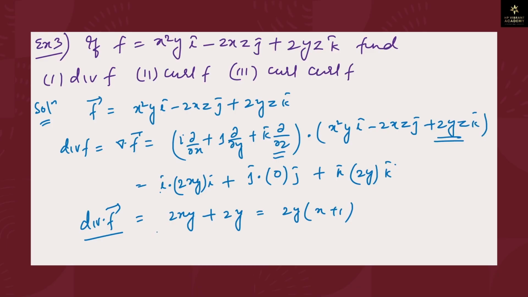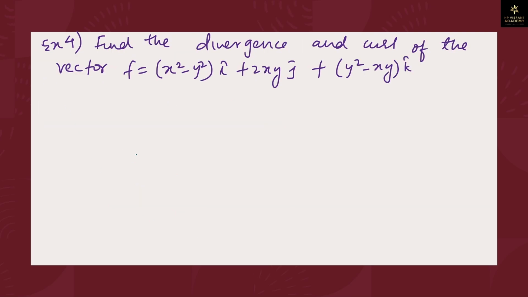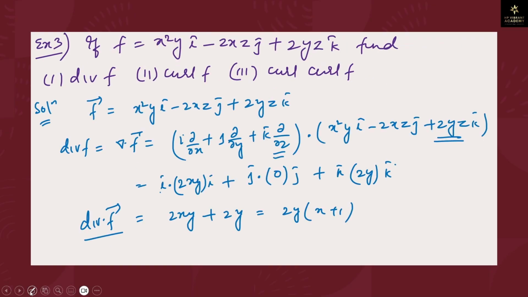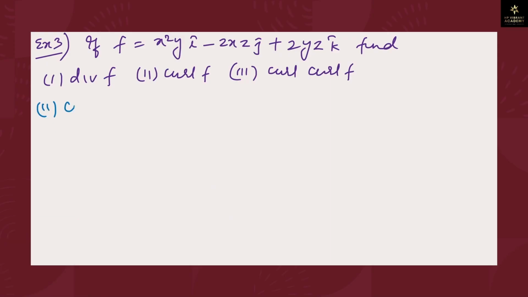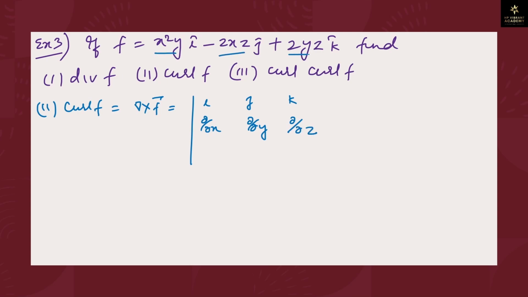Now in the second part, we have to find the curl of f. So let us find this. Curl of f is equal to del cross f vector. Okay, so let us write down the components. This is i, j, and k, and we have the components of the del vector, ∂/∂x, ∂/∂y, ∂/∂z, and the components of the f vector: x²y, minus 2xz, and 2yz. Okay, so let us find this.